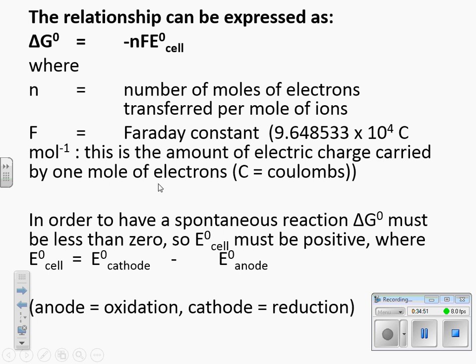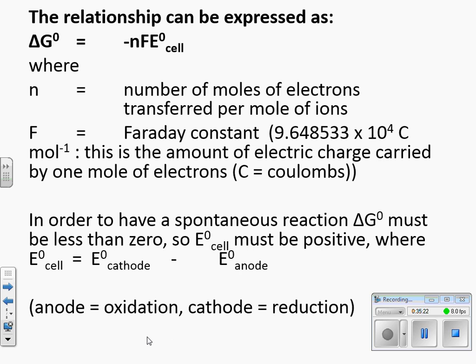Now, what I said earlier on, on the previous slide, is that in order for a spontaneous reaction, we're going to need a negative delta G. If it was positive, it wouldn't happen, not without putting some energy in. And if it was zero, it'd be at equilibrium. So if we're going to have a spontaneous reaction, we've got to have a delta G naught less than zero. And in that case, we must end up with a positive value for our cell potential, which you will.